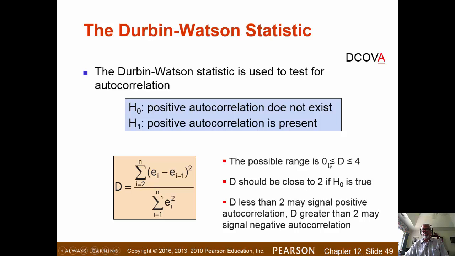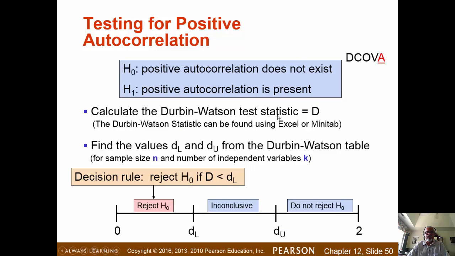a critical value. So here the principle is that the possible range for D is 0 through 4, and D should be close to 2, the midpoint, for the null hypothesis to be true. If it is at either extreme, close to 0 or close to 4, then the null hypothesis may not be true. So D less than 2 signals positive autocorrelation, and D greater than 2 signals negative autocorrelation.